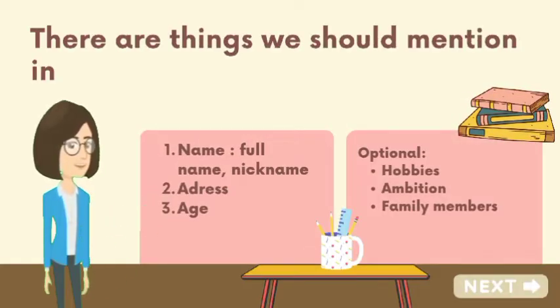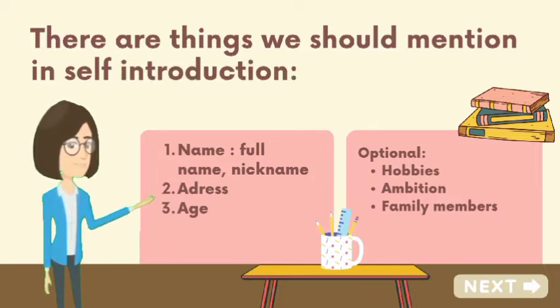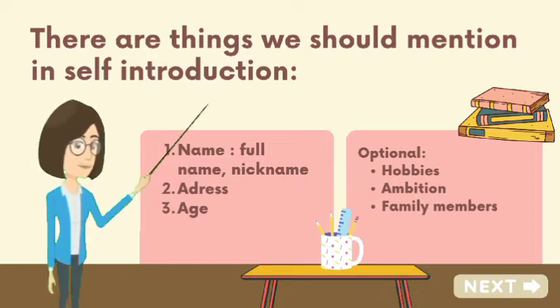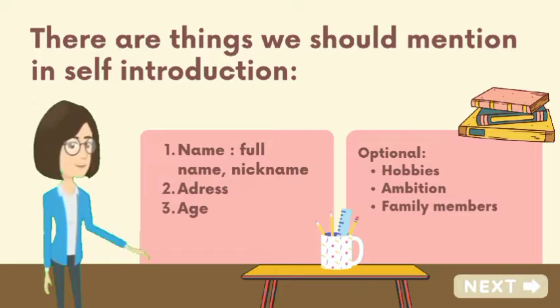And then there are things we should mention in a self-introduction. We can use a name, like a full name or nickname. The second is address, your home address and where you are living, etc. And then the last is age, like how old you are, etc. And as optional, you can use hobbies, ambition, and family members.